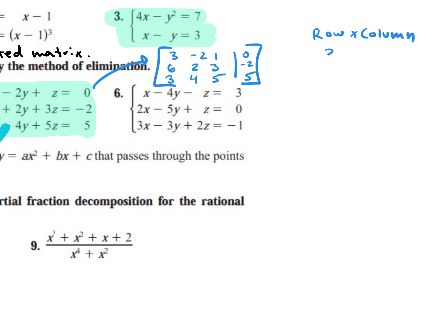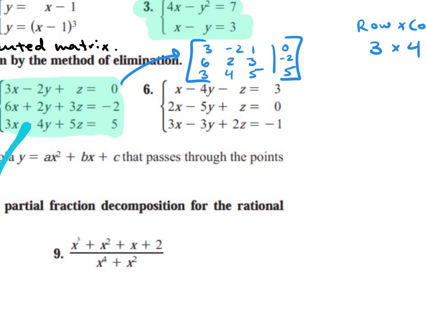So here we have 3 rows and 4 columns. So this would be a 3 by 4. Be careful that if it's not in order, if the X, Y, and Z's are out of order, put them in order first, then put them into your matrix.